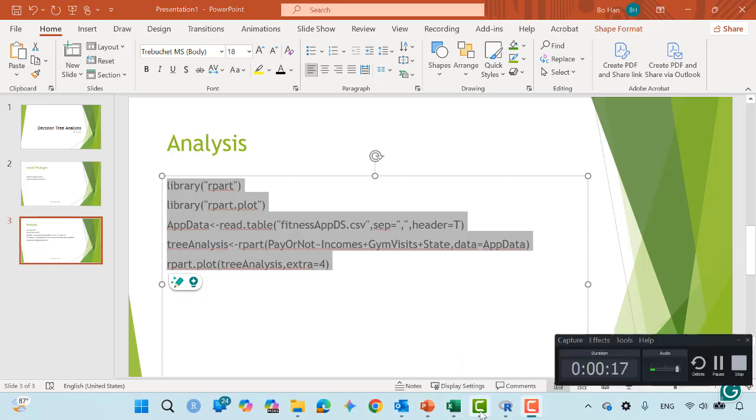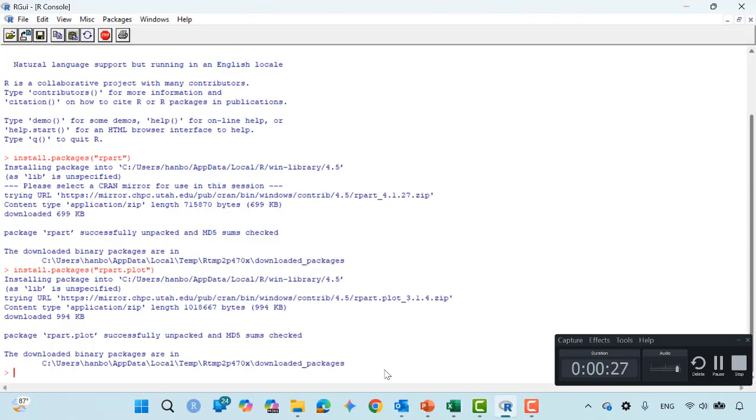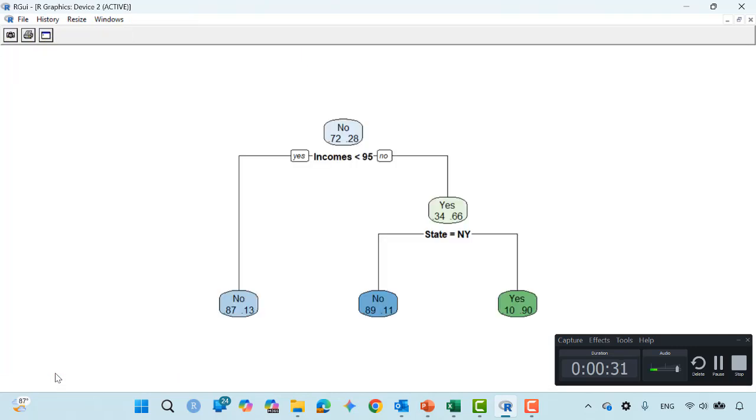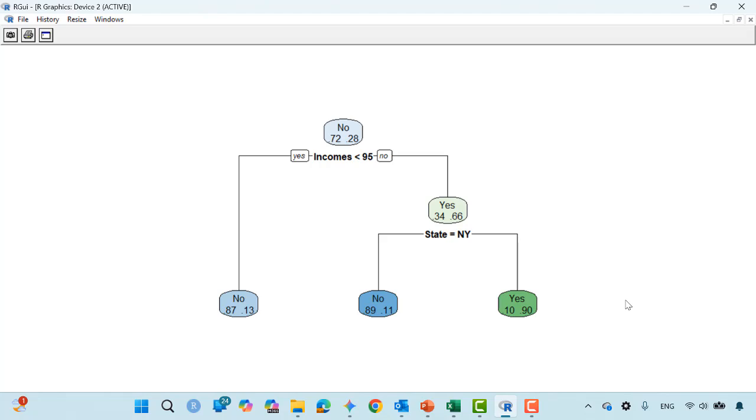Let's copy the code. The code is pretty easy. It's very straightforward, so I will let you read this code by yourself at home. Let's make a copy. Now the decision tree chart is ready. Let's talk about how to interpret the data inside of a decision tree.